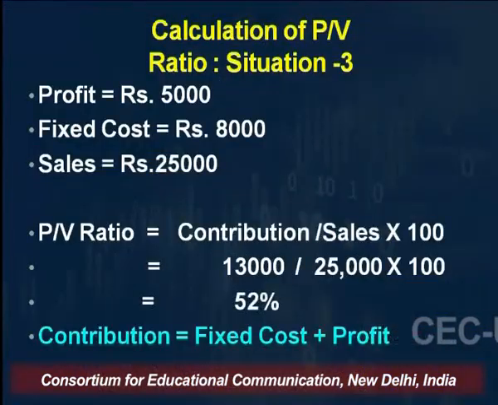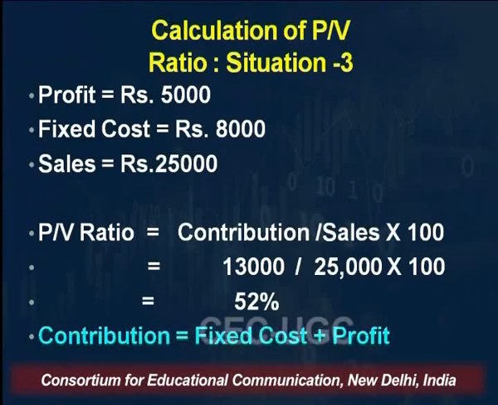So fixed cost is 8,000 rupees, profit is 5,000 rupees. When I add it up, it becomes 13,000. So contribution becomes 13,000, sales is 25,000, and when I put the value in the formula, contribution upon sales into 100, I get my PV ratio to be 52%. So this was a situation where the variable cost was not given.